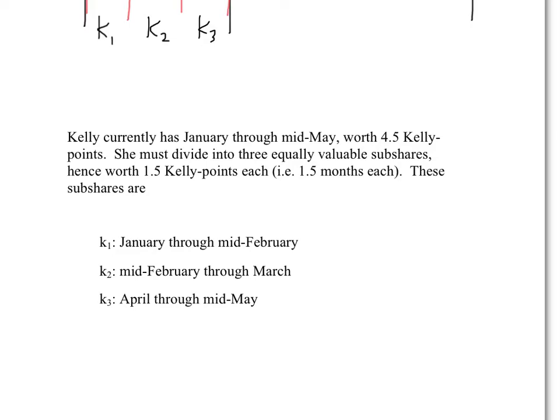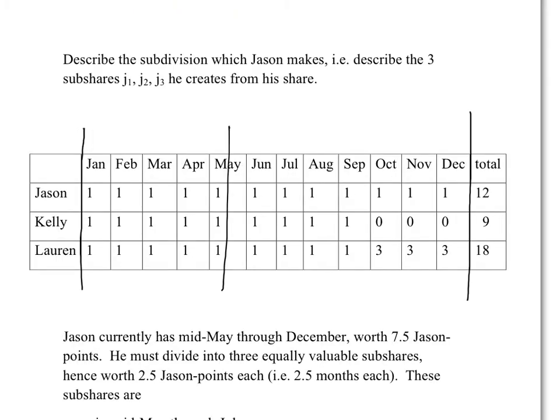If we want to be fantastically thorough about it, we can write out the results like so, naming the subshares and giving verbal indications of what the months are. Next, we need to describe the subdivision which Jason makes, that is, describe the three subshares that we'll call J1, J2, and J3, which he creates from his share.